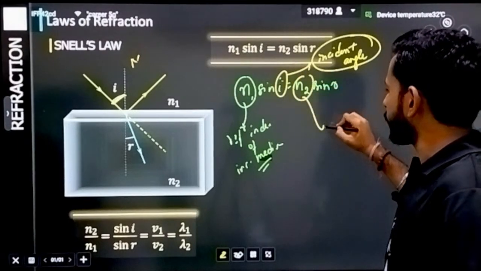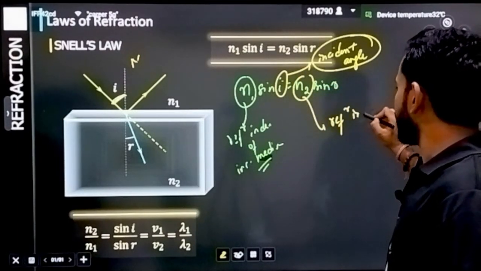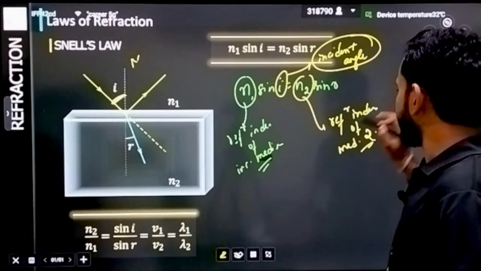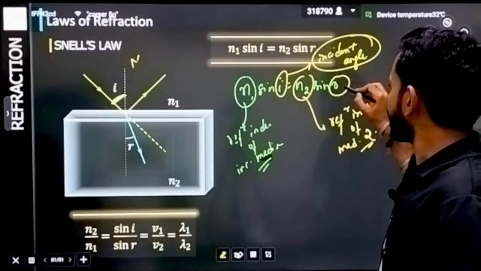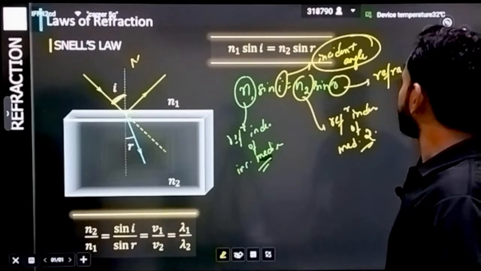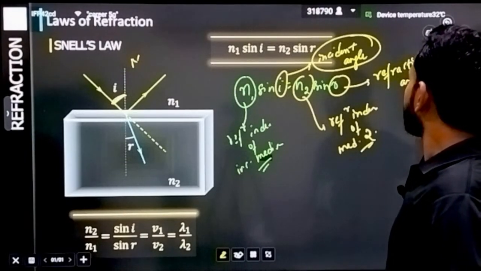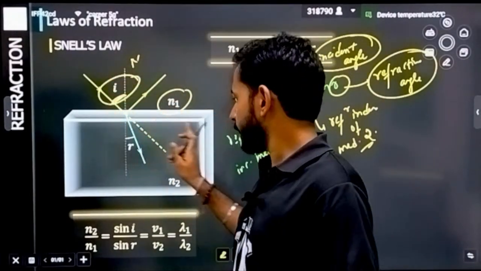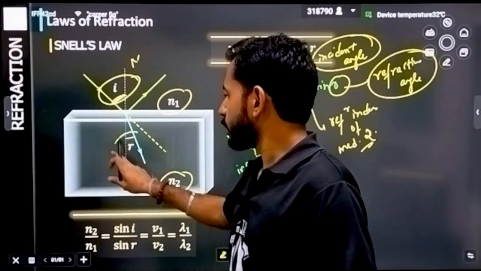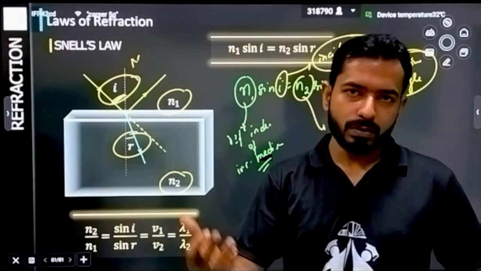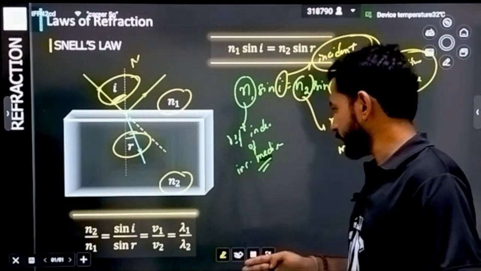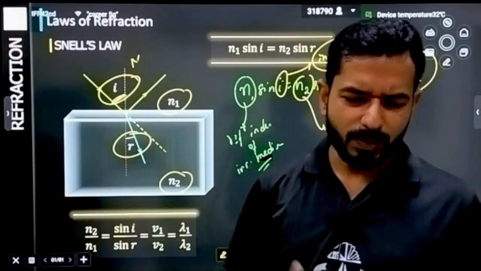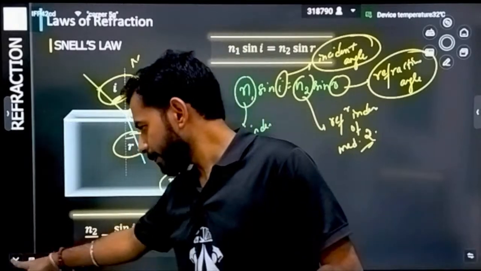What is the next term? N2 is the refractive index of medium 2. And R is called the refractive angle. So you just have to do N1, the refractive index of the incident medium, multiplied by sine of I, is equal to N2 multiplied by sine of R. That means the refractive index of the second medium into the sine of the angle of refraction. That will be the result, and you should be very clear about these terms. Anyway, we are going to solve a lot of questions, and from there it will become very clear to you what Snell's law is.